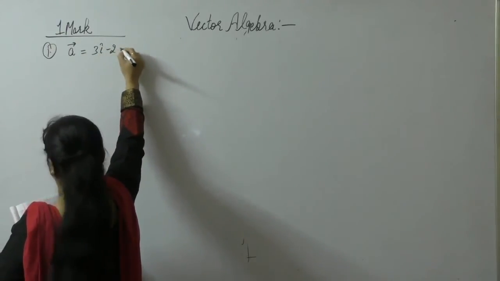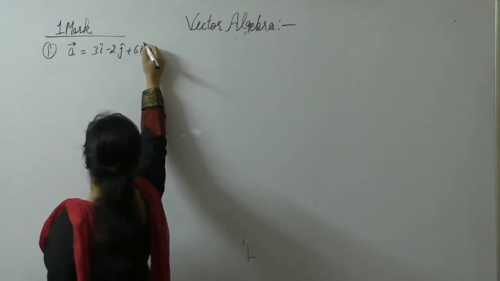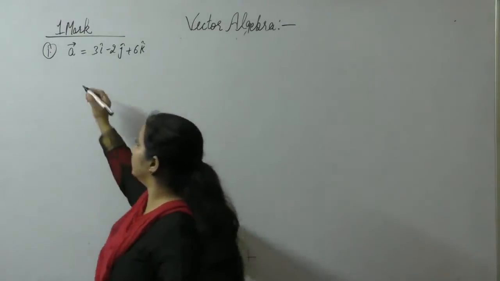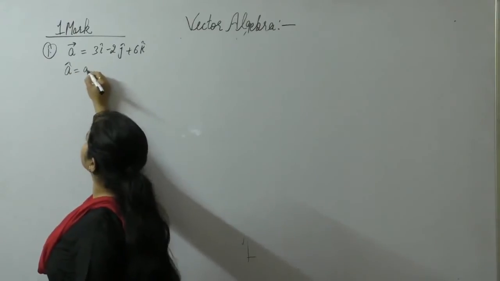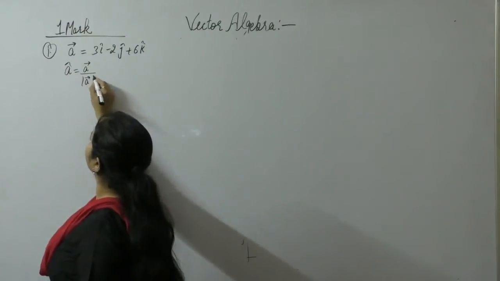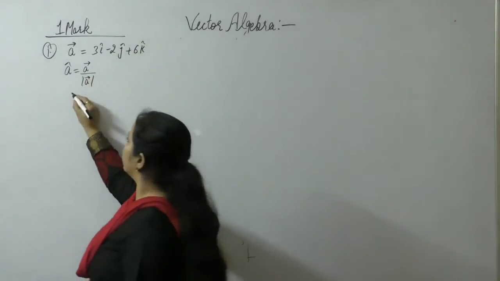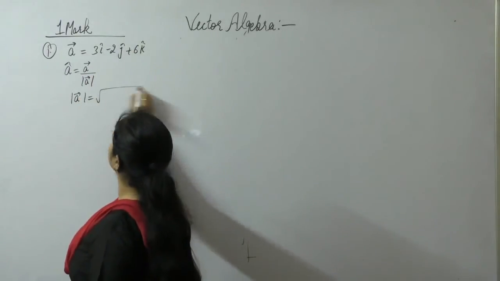A vector 3i minus 2j plus 6k cap. Now we want to find the unit vector. We know that the unit vector is A vector upon the magnitude of A vector. We have the value of A vector. Now find the magnitude of vector A.